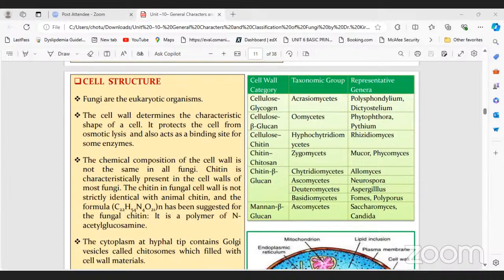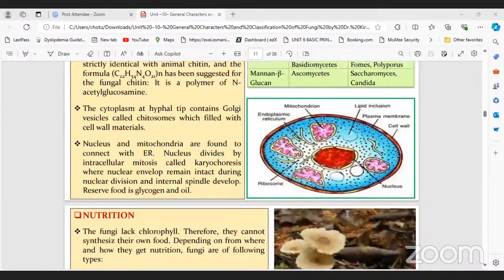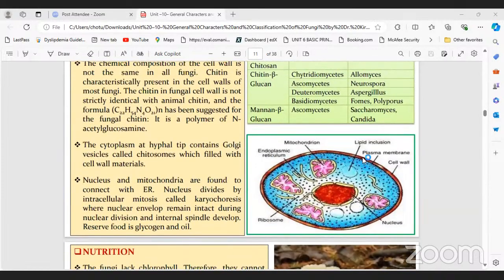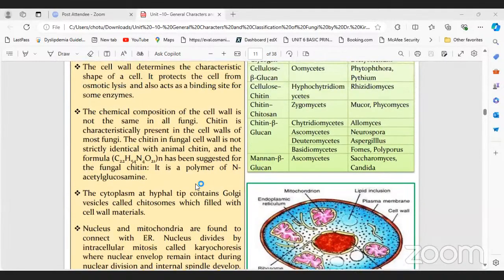And the chitin layer is the most important part of this. See, the characteristic is the main thing, what is the importance of the cell wall? See, this is the fungal cell. Here you can observe the cell wall is present. Cytoplasm is present. Here in this one, ribosomes. This part is the endoplasmic reticulum, mitochondria, lipid inclusions. This one is the cell wall, plasma membrane. In the middle, you can observe the nucleus. This is a very normal cell you can observe in the fungal plant body.